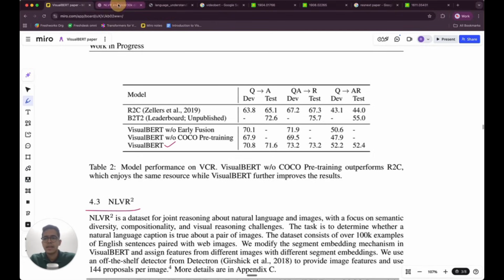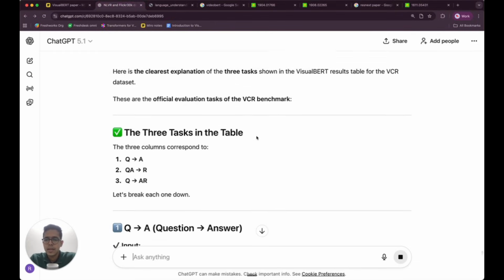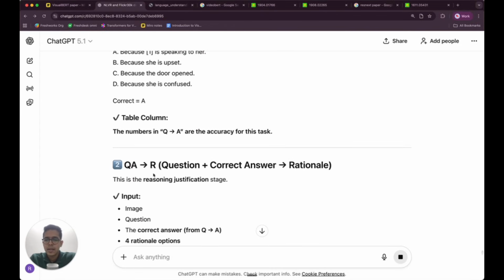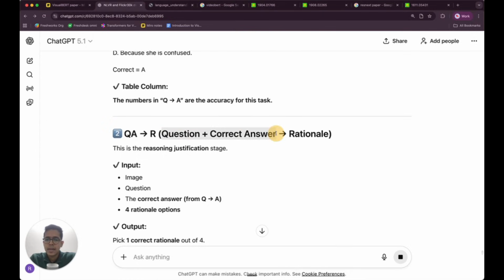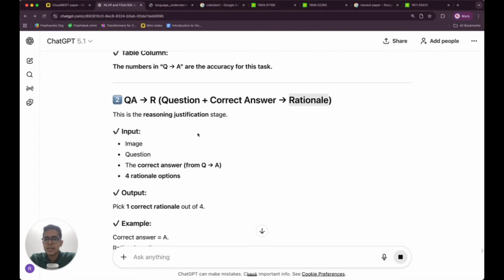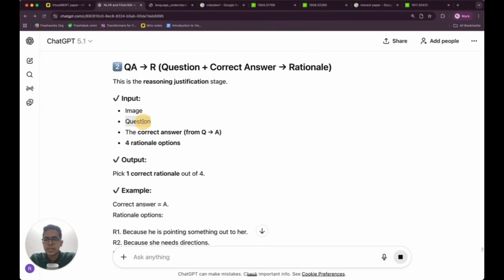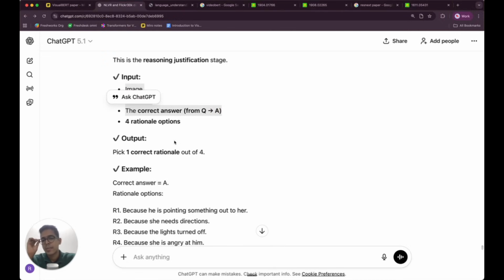Let's see what the definitions are. First is question to answer. For sure, this we understand. There were 4 options, and we need to pick the correct option. Then question plus correct answer, you try to map it to rationale. So this is the reasoning justification stage. Your input will be image, question, and correct answer, and then you just need to pick the correct rationale. So you're not predicting answer and rationale at the same time. The answer is already available as part of the input. You are just trying to pick the correct rationale.